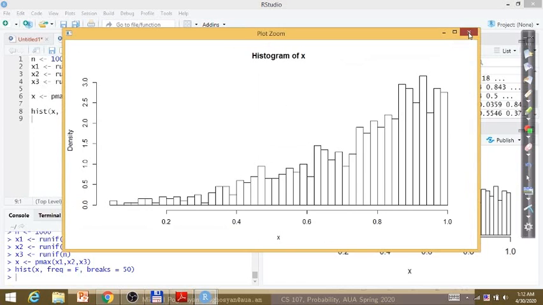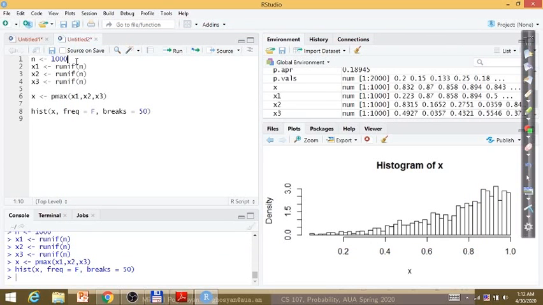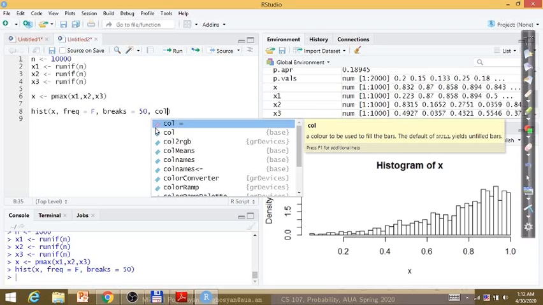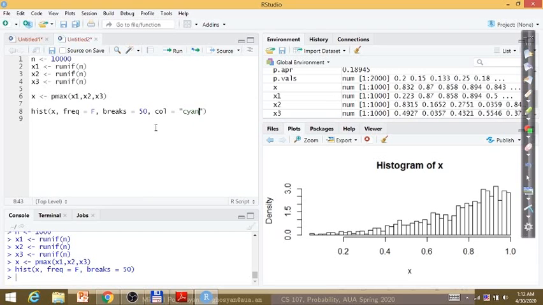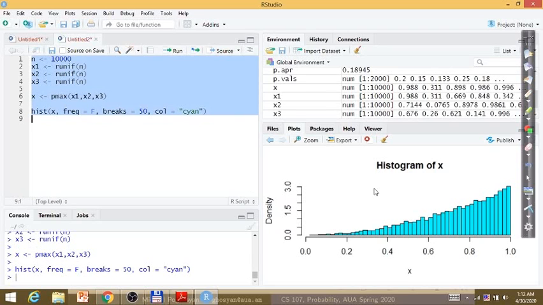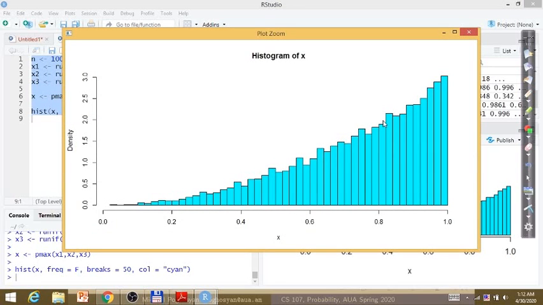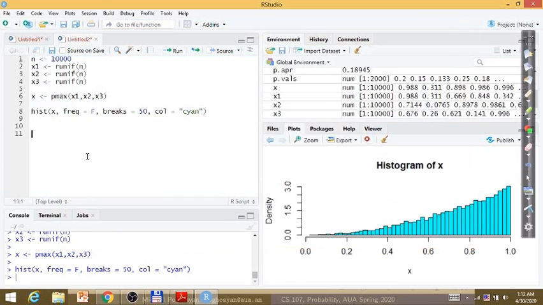Okay, so let me first increase the number. I'm adding a color. Color is equal to, say, cyan. Selecting everything and running by hitting Control Enter. Now I have this picture. Let me check if this is giving exactly the PDF or an approximation, not exactly of course, an approximation of that PDF, by adding the theoretical PDF to this graph. So the theoretical PDF was 3 times x squared. I want to draw the graph of that.